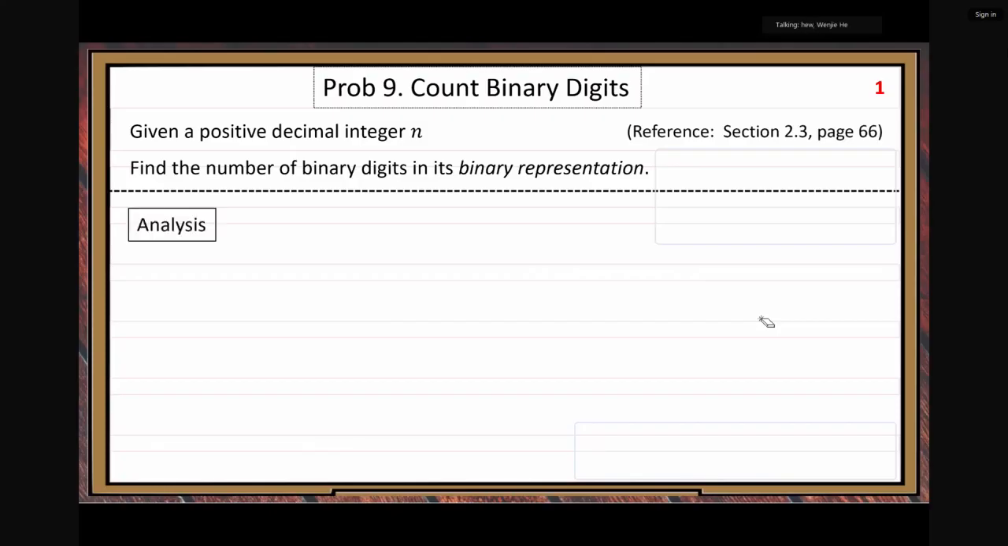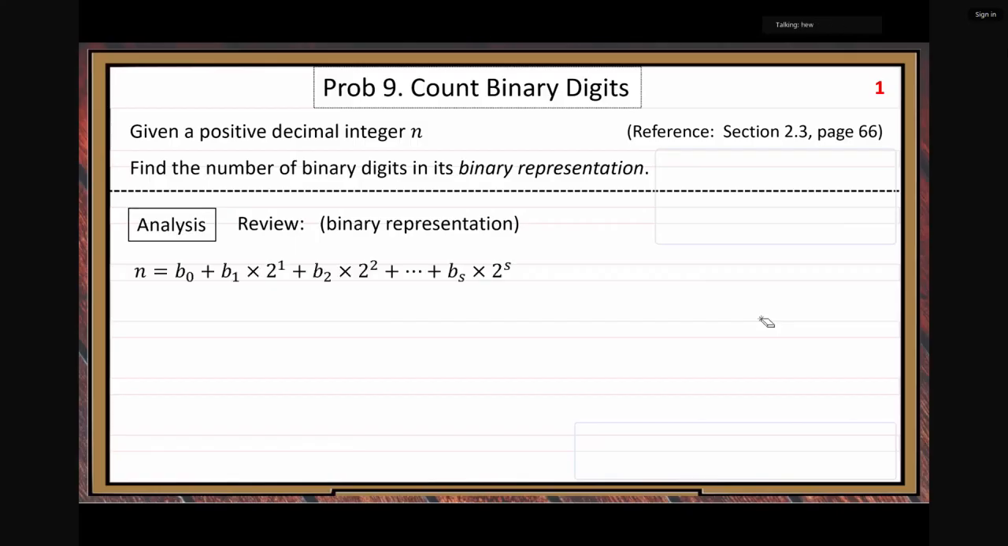Review. Let's review the binary representation. In our discrete math course, you learned binary representation, right? How to represent a decimal number as a binary representation. So we have that standard formula. Because when we represent a binary number, we use the number base. 2 is the base.